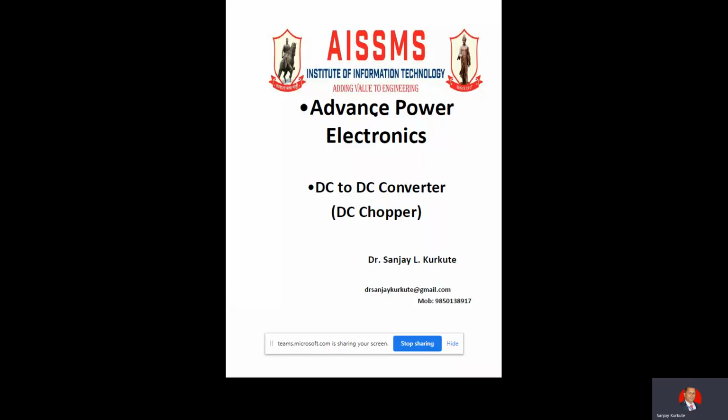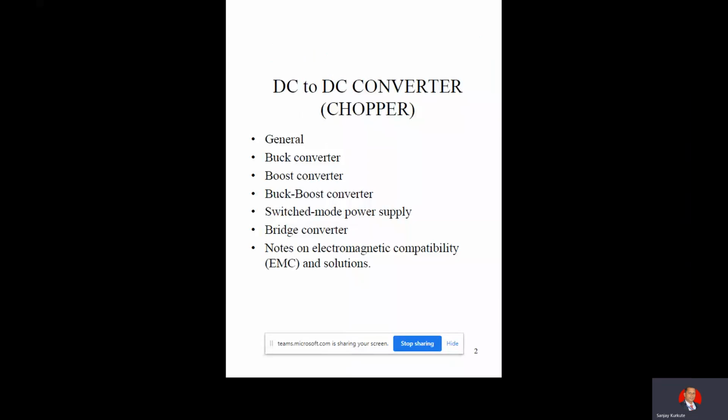Today we will cover the topic of advanced power electronics, and the topic is DC chopper, that is DC to DC converter. So here basically DC chopper means input supply is DC and output is also DC, but output is controlled DC. So that is the operating principle first of all.